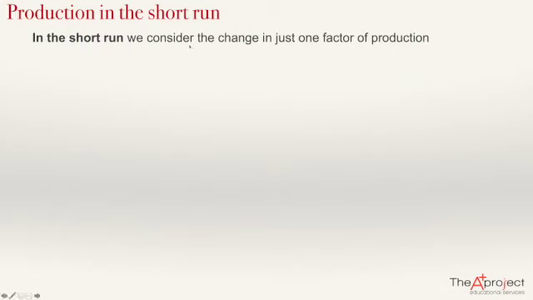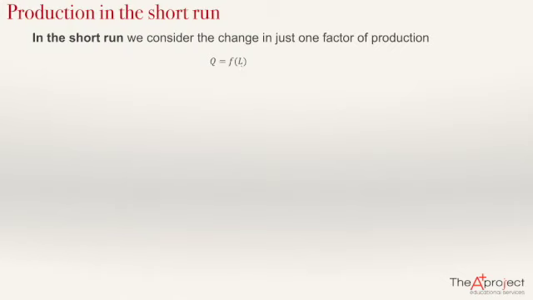When I say short run, I consider the change in just one factor of production. So we have time to change just one factor of production, usually labor. We leave the other factors of production, capital and land, fixed, and we have time to change only the labor. So we consider then that the quantity produced is equal to a function of L, that is the labor.